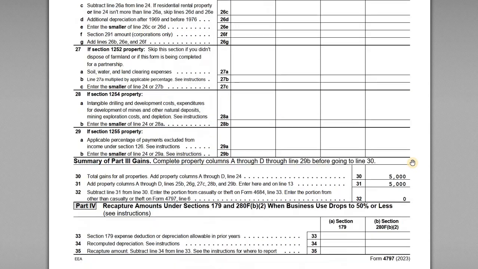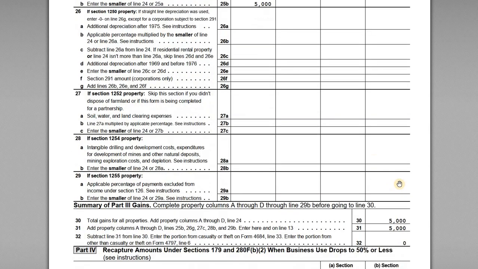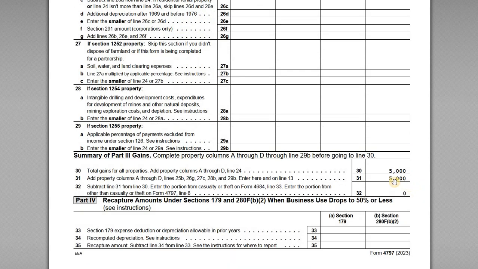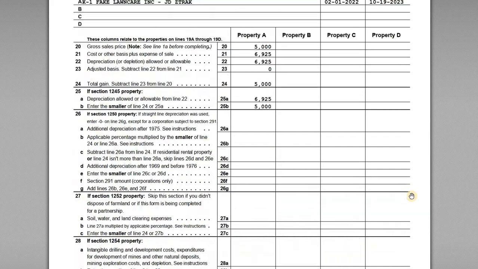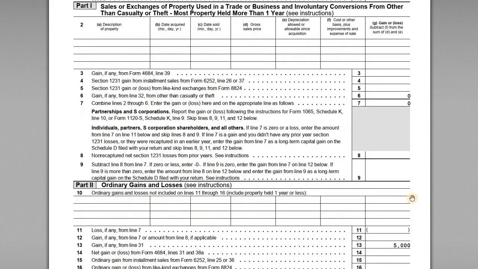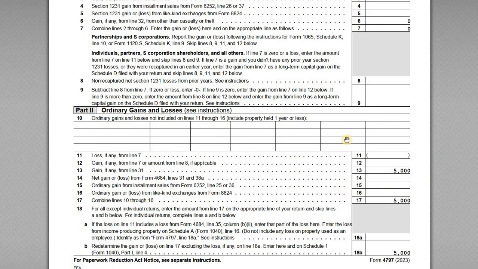Now at the bottom here in the summary, we've got all of the property columns, line 24. That's the $5,000 from above. And then when we look at the lines 25B up here, we have $5,000 as well. So we've got 5K, 5K, line 32, subtracted 2, and we're left with 0. So the figures here that need to get reported on page 1, we report $5,000 on line 13, and we report $0 on line 6. So if I go back up to the 4797, we've got line 6, $0, and then we've got line 13, $5,000.